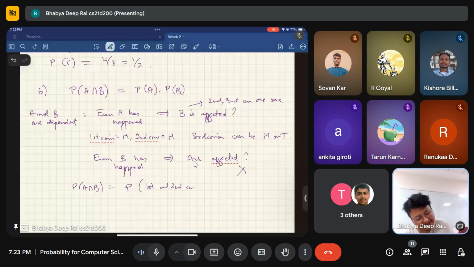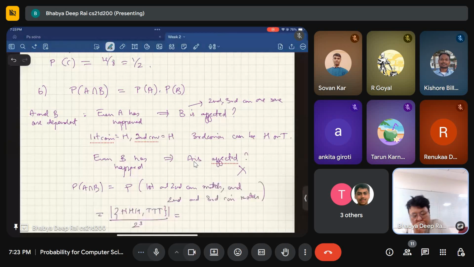But this is nothing but exactly the case of all heads or all tails, right? Out of 2 to the 3, that is 8 possibilities. So 2 by 8 is 1 by 4. Good. Probability A times probability B is 4 by 8 times 4 by 8, so 1 by 2 times 1 by 2, which is equal to 1 by 4. So yes, they are independent.